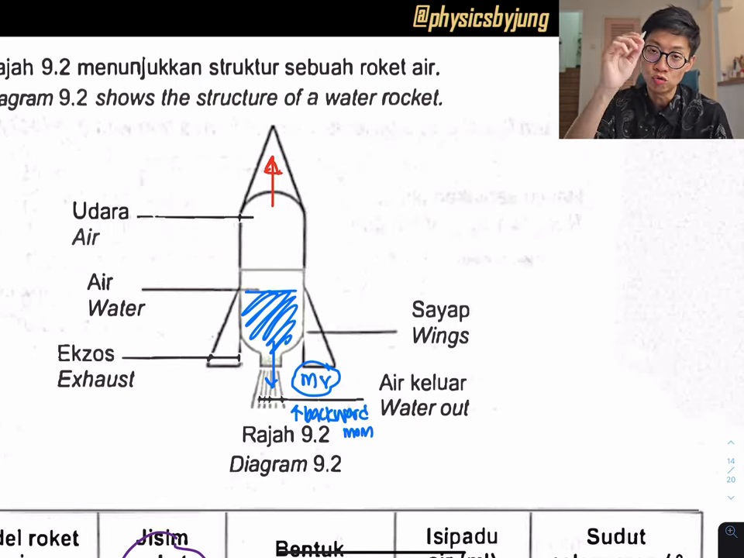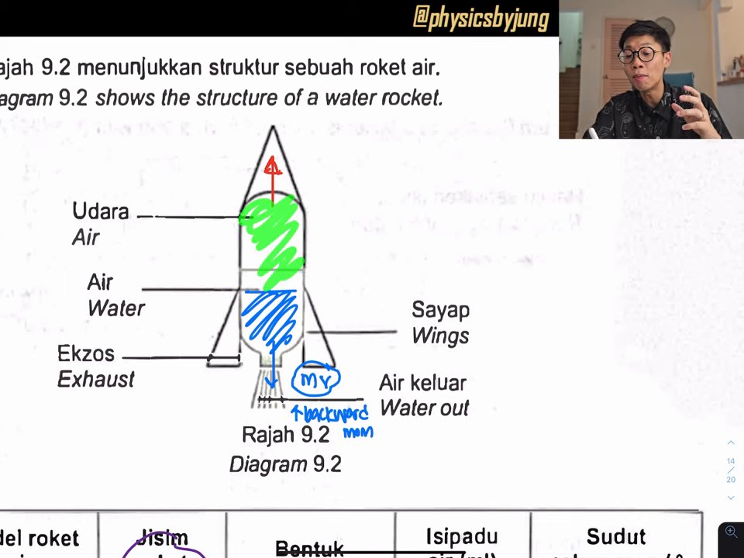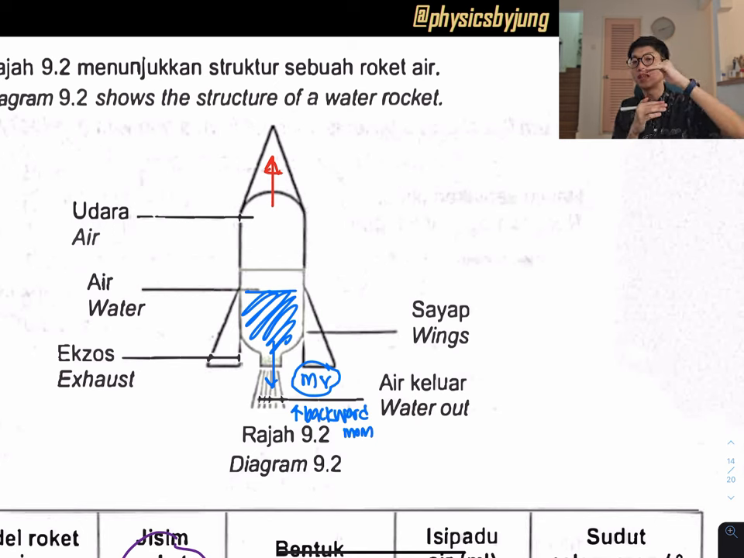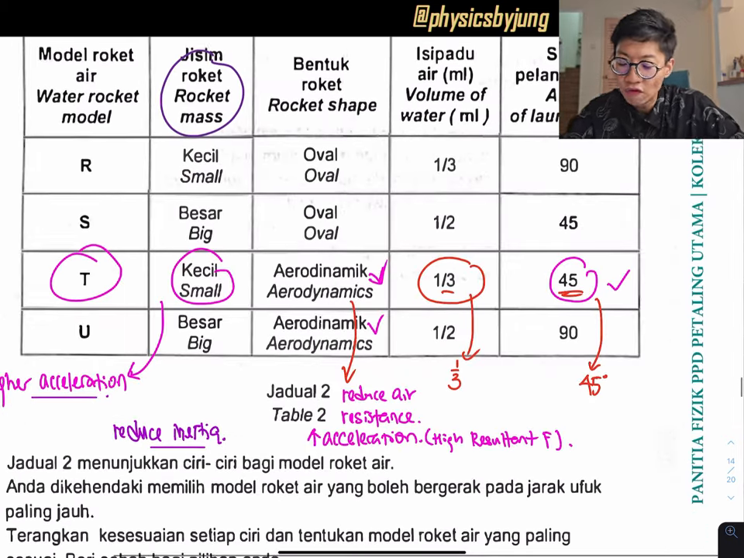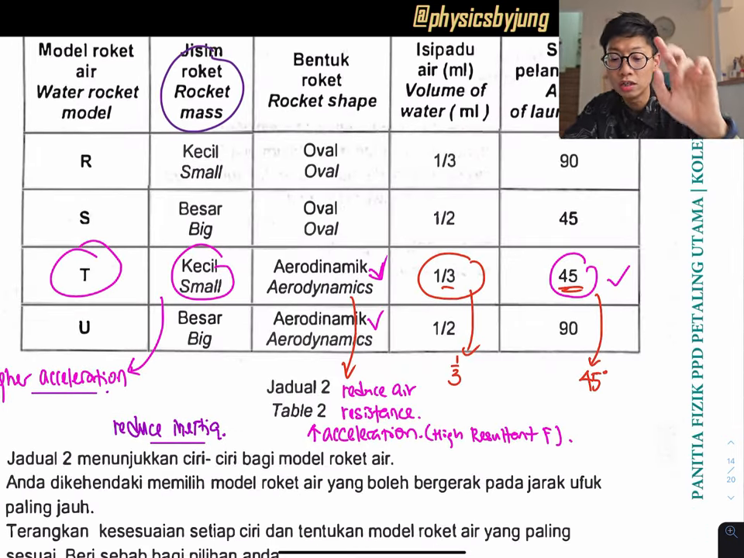But then, I cannot put everything with water. Why? Because if I put everything with water, there's no air to push the water out. So I need water, but not full water, and I cannot have 2 liters of water either. I need the balance of water to air. This is proven already, okay? You need 1/3 water, 2/3 air.